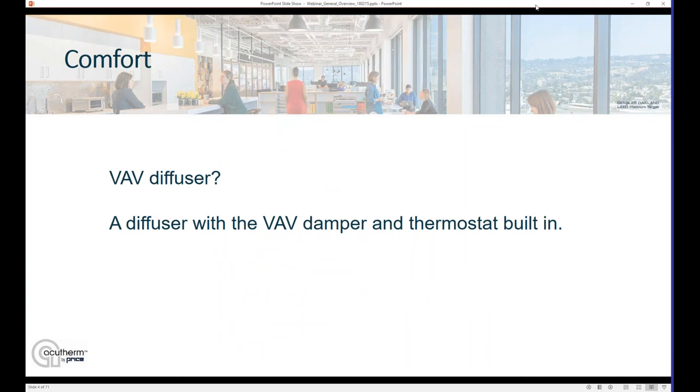First, comfort. What is a VAV diffuser? Well, it's a diffuser with the VAV damper and the thermostat built into the diffuser. Let's see how those play into the design of your system. First, we'll take a look at the thermostat.